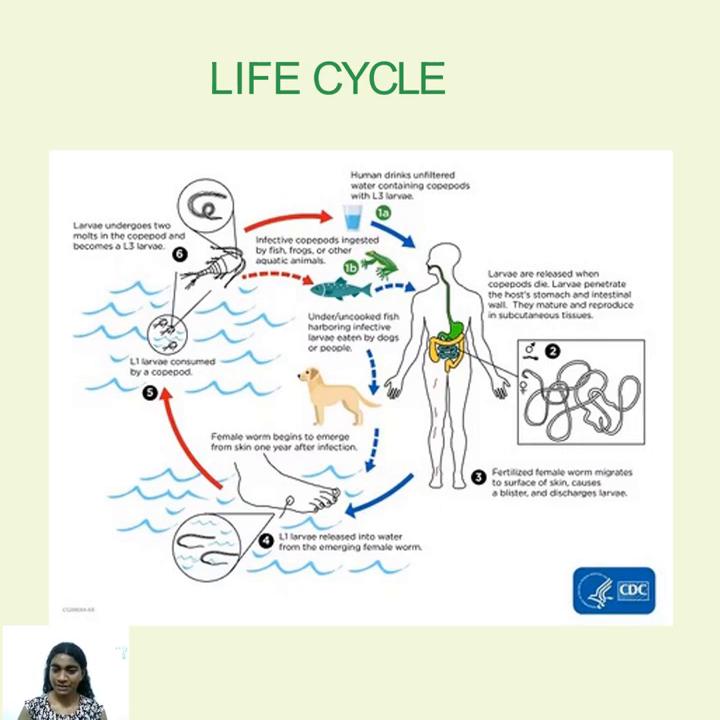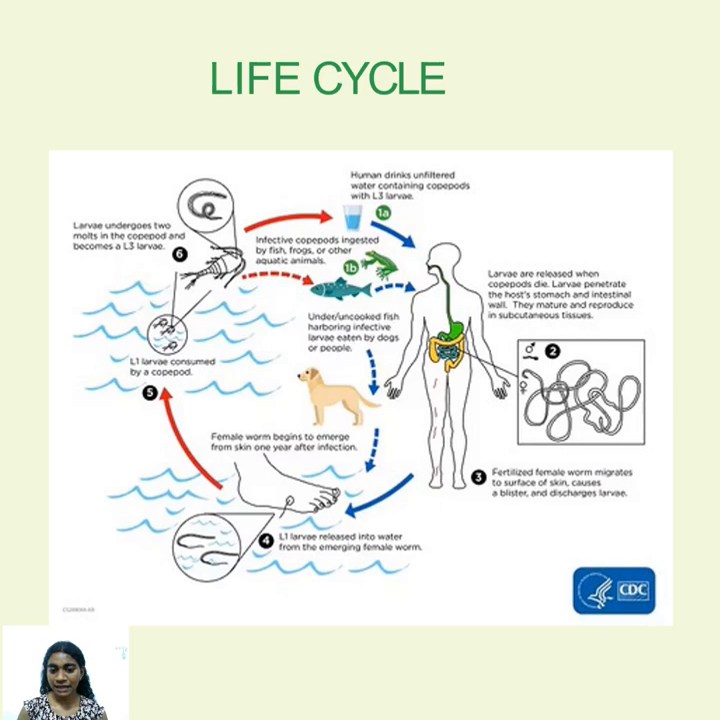So the first one, which is infection, again it's the same process. The humans consume the contaminated water which contains the copepods, and inside those copepods there is the larva. Once humans consume the contaminated water, the larvae are released when the copepods die. Once released, they penetrate the mucosa of your stomach and the intestinal walls, and eventually they reproduce in the subcutaneous tissue. So fertilized female worms migrate to the surface of the skin, cause a blister and discharge larvae.